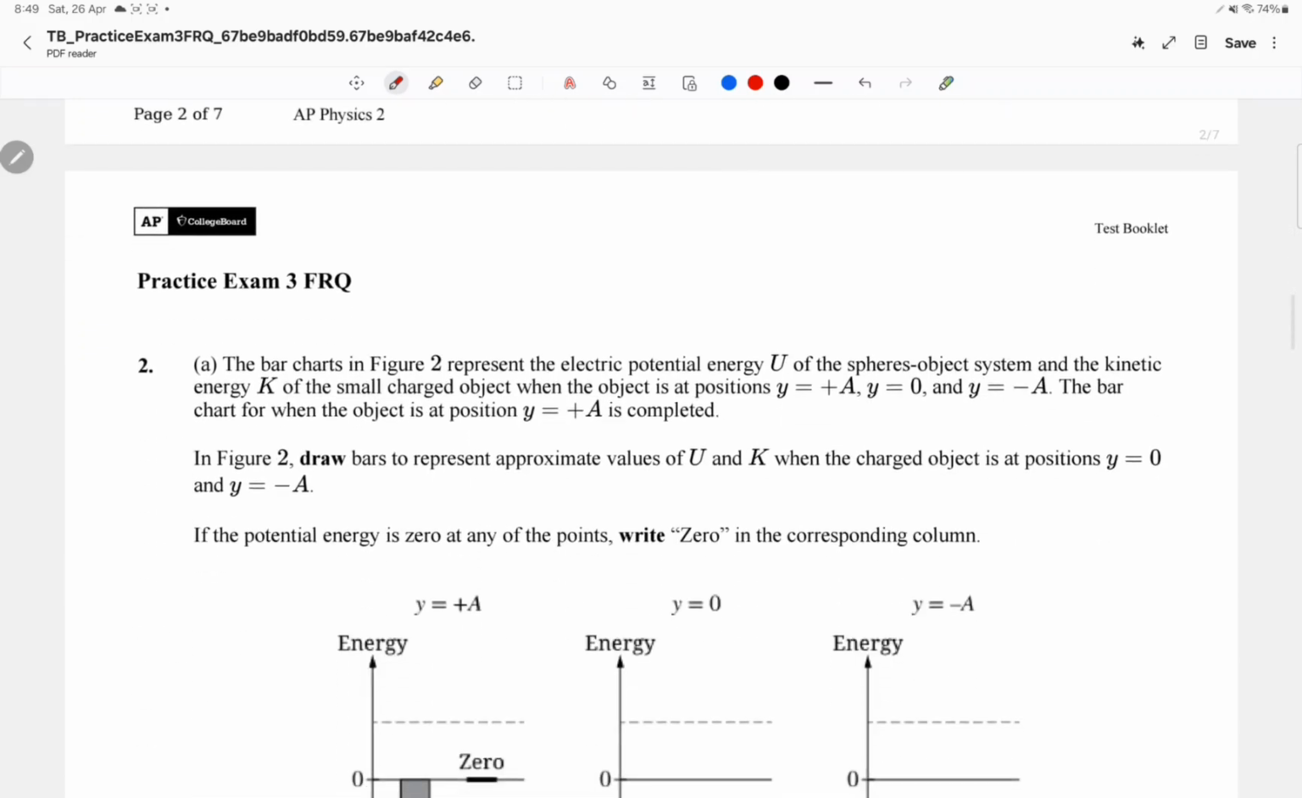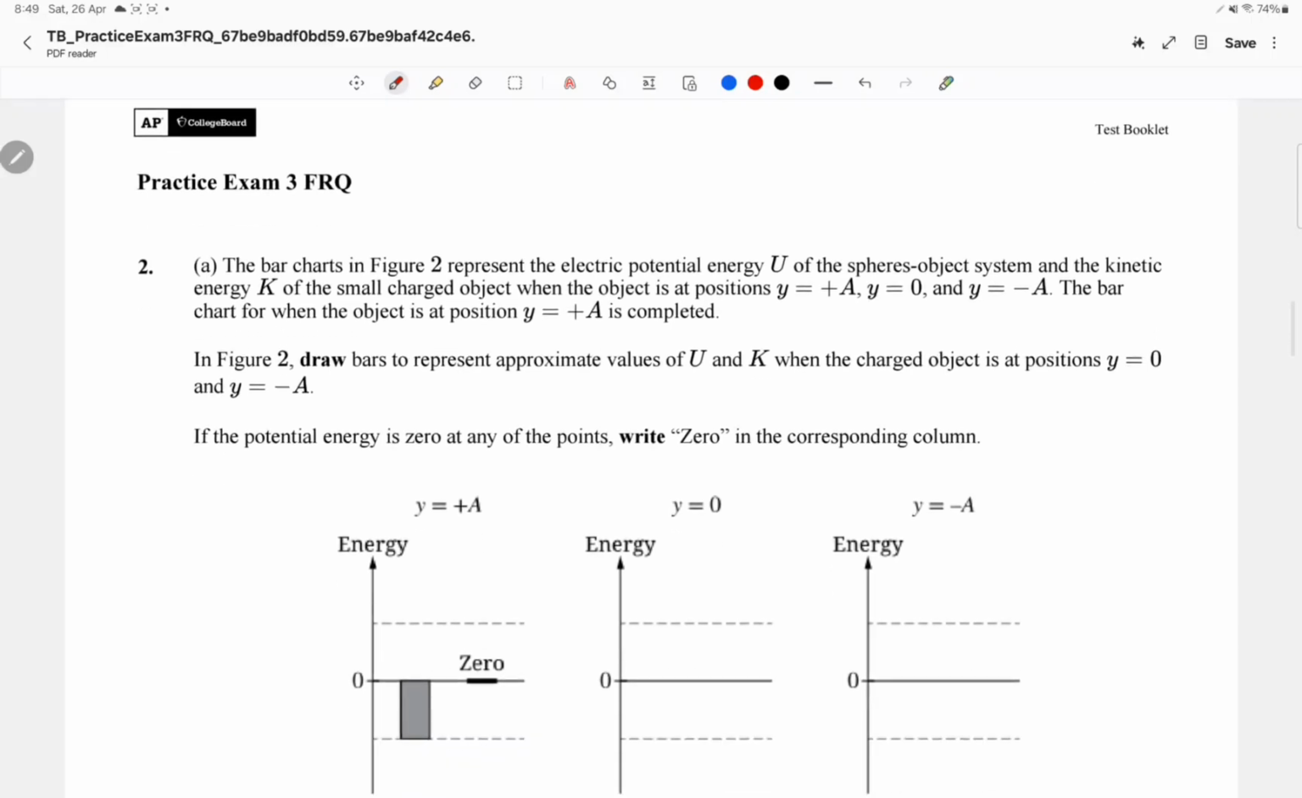The bar charts in figure 2 represent the electrical potential energy of the sphere object system and the kinetic energy of the small charged object when the object is at positions plus y, 0, and minus y. And they only gave us the one at plus a, correct? Okay. In figure 2, draw bars to represent approximate values of u and k when the charged object is at position y equal to 0 and y equal to minus a.